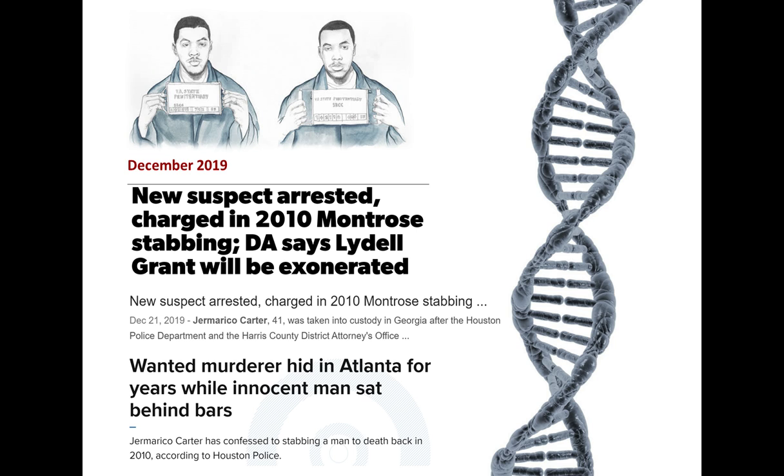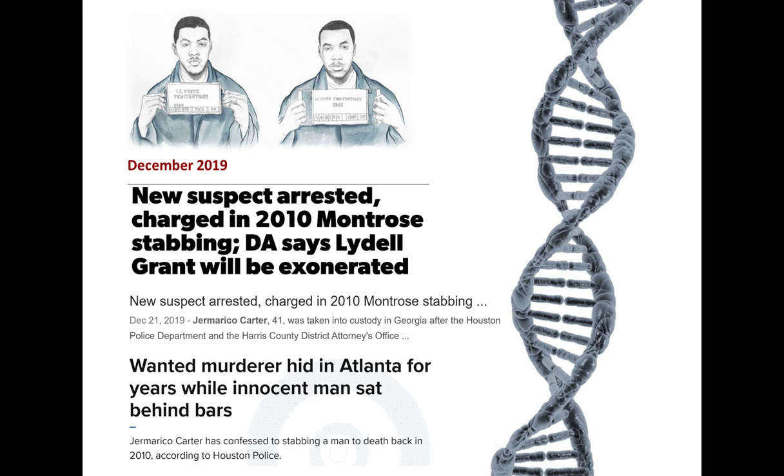And then, he was released from prison the day before Thanksgiving. December is when they finally tracked down the new suspect. At this point, we were preparing for a new trial for Lydell, so we could present all the new DNA evidence, probabilistic genotyping analysis, and the CODIS hit and everything. In the meantime, the police were searching for Jermerico Carter, whom we identified in the FBI's database.